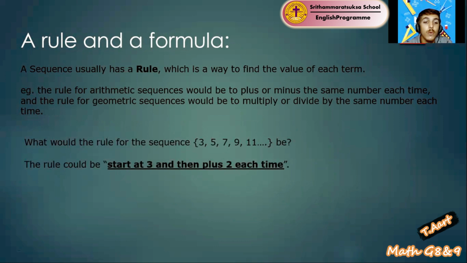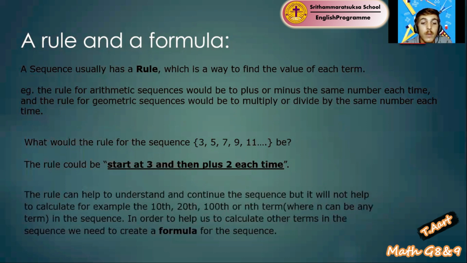What would be the rule for the sequence 3, 5, 7, 9, 11, and so on? The rule could be start at 3 and then plus 2 each time. The rule can help us to understand and to continue the sequence, but it will not help to calculate, for example, the 10th number in the sequence, or the 20th number, or the 100th number in the sequence.